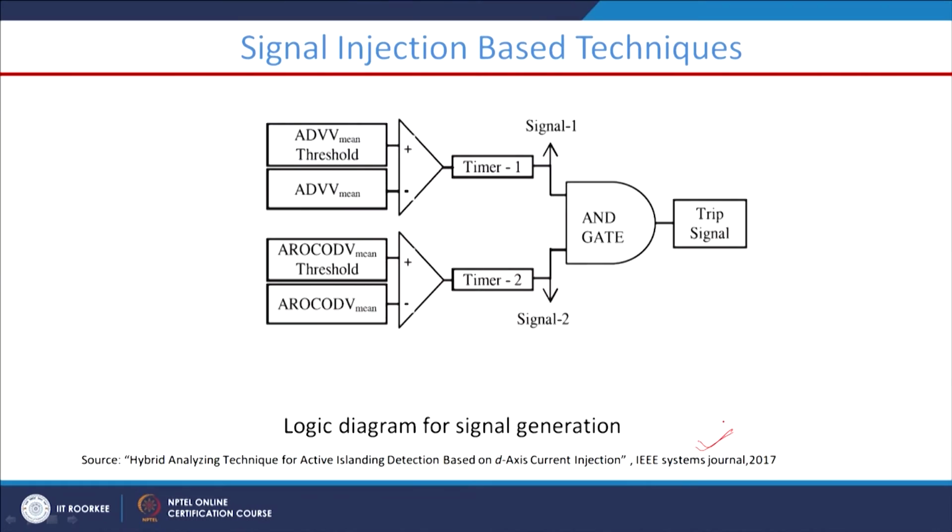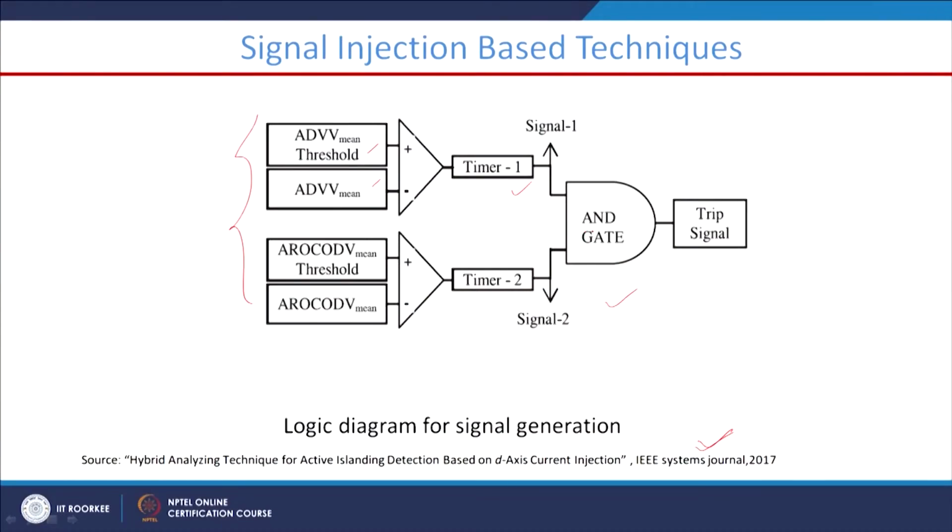Based on this, in this particular paper, they have formulated one logic diagram. The logic they have developed takes these two features, and through this summer plus minus, the difference between the threshold and the actual value is taken. If the value of this particular feature exceeds the threshold value, then this timer will be on and the signal is given to this AND gate.